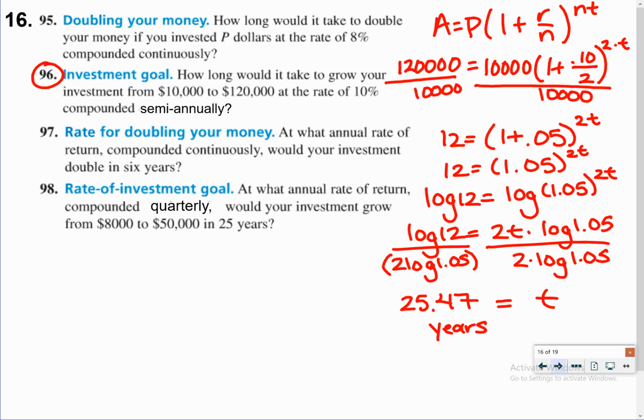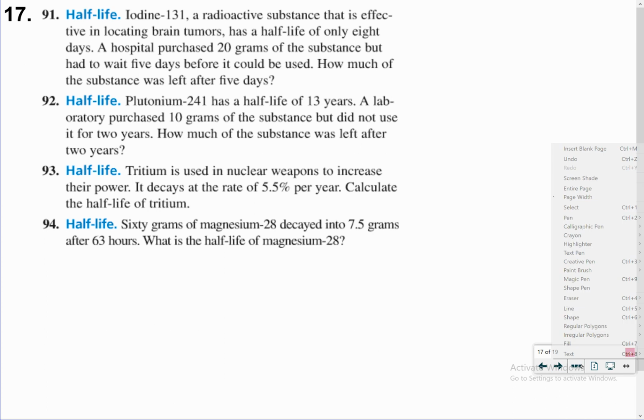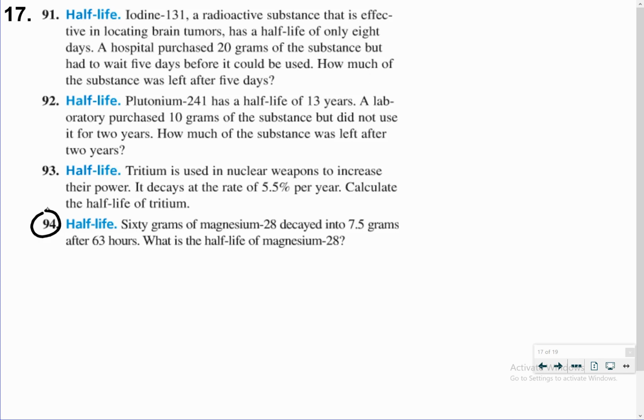Okay, 17 is a half-life question. Pick a number. 94. There are 2 half-life equations you need to know. Negative natural log 2 over k. And then the other one is a version of our PERT formula. A of t equals a sub 0, e to the kt power.